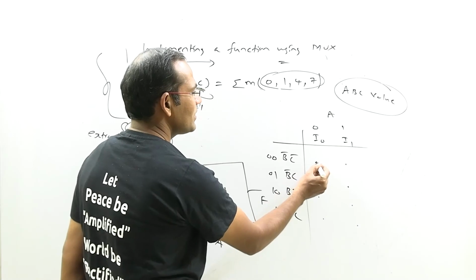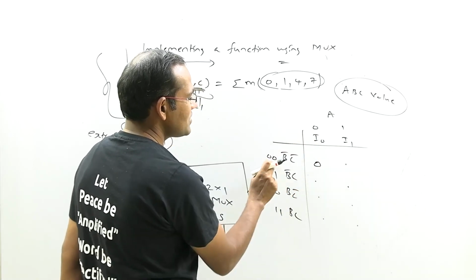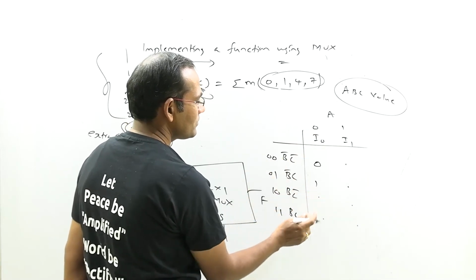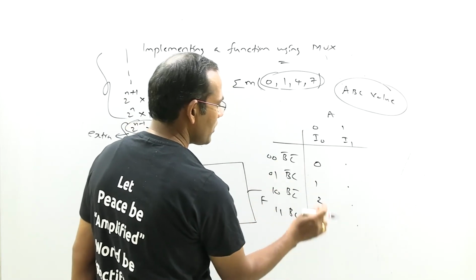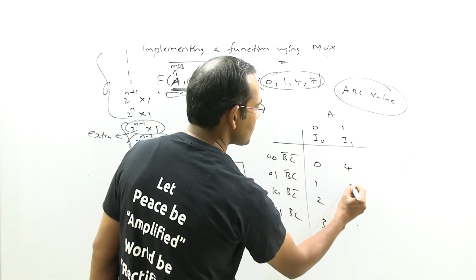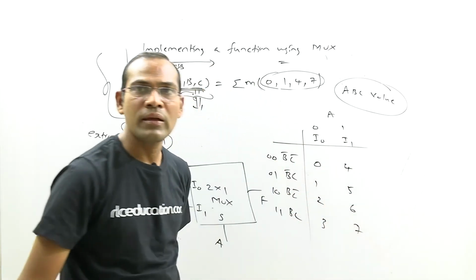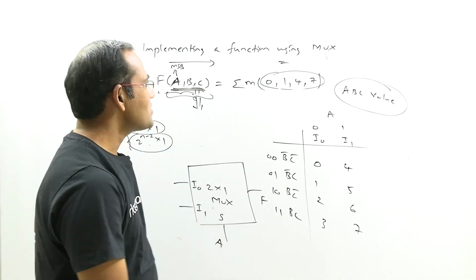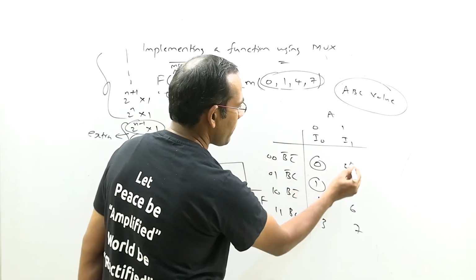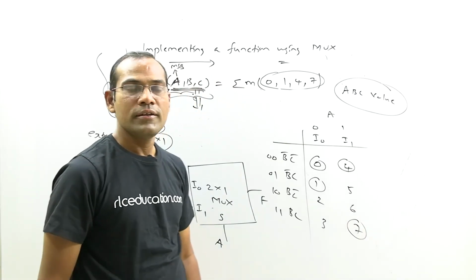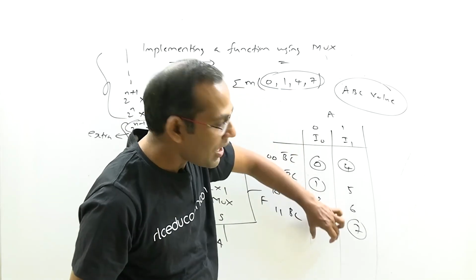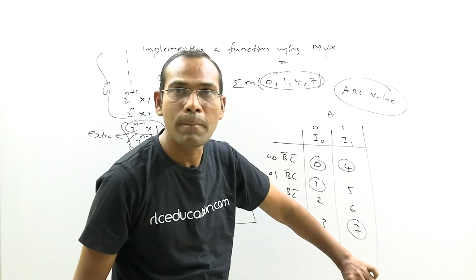Here the ABC value is 0 because A is 0 and BC is 0, 0, so 0. Here ABC is 0, 0, 1, so 1. Here ABC is 0, 1, 0, so 2. Here ABC is 0, 1, 1, so 3. Here ABC is 1, 0, 0, so 4, like this. Now circle these numbers in the table: 0, 1, 4, 7. Now I0 is identified from this column, and I1 is identified from this column.